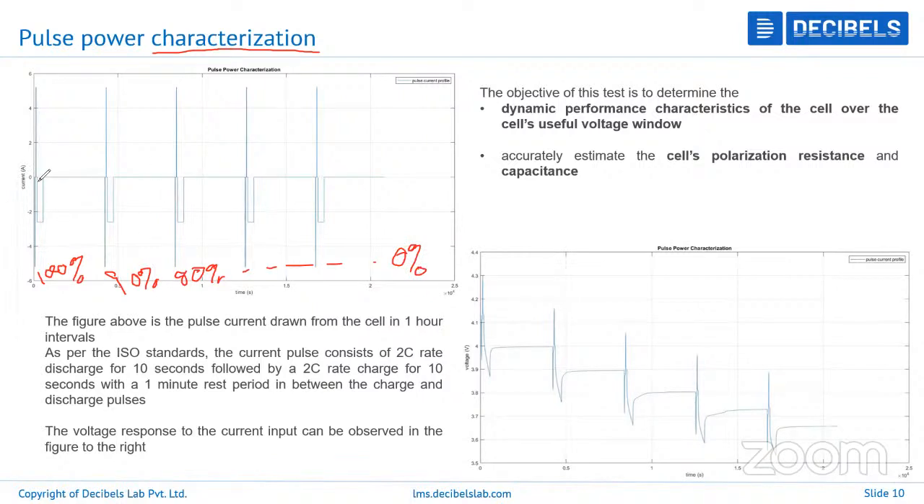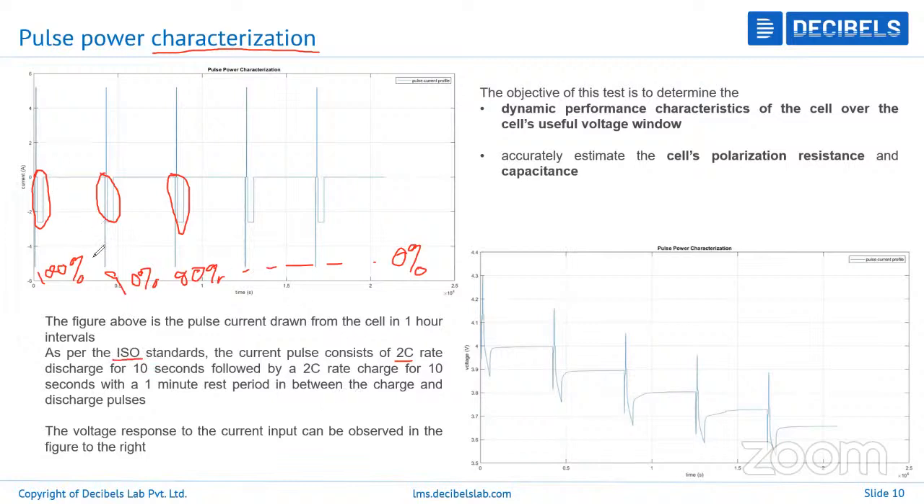You can see over here, these are all your discharge pulses, and at each discharge pulse you will measure the internal resistance and the capacitance. Usually these pulses will be at 2C. What that means is, if the cell is rated at 2600 mAh, then 2C means a discharge current of 5.2 amps. This is the standard as per ISO.